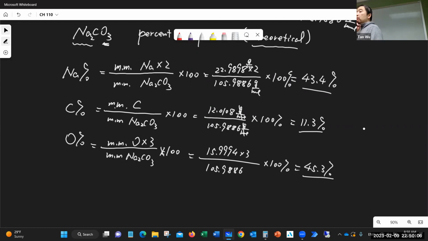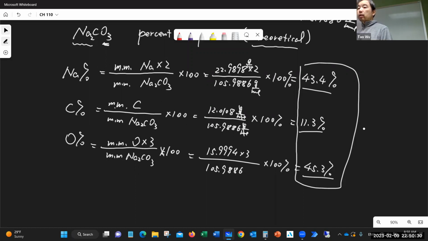All right, so the next part I'm going to ask: what's the relationship between those three numbers? If we add those three numbers, what number do we get? It should be 100%, because that is where the percentage comes from. Added together, they should give us 100%. Otherwise, that means your calculation went wrong.